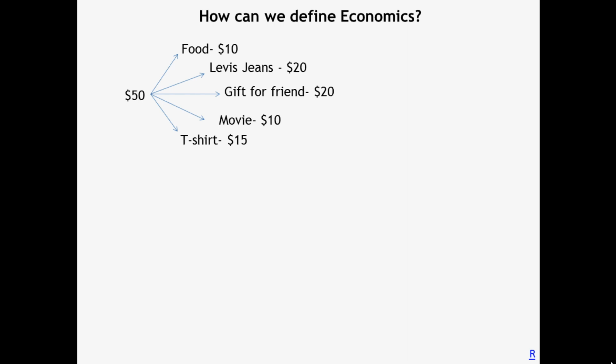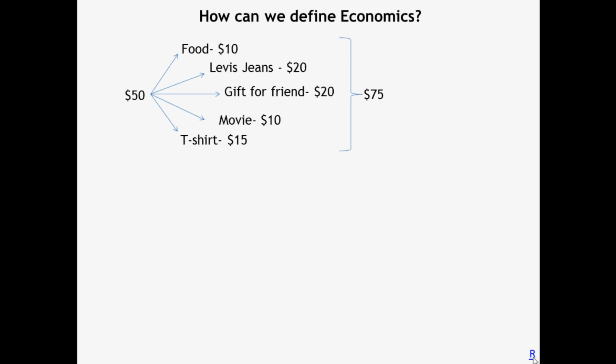For example, you need $10 for food. You want to buy a jeans that costs $20. You want to celebrate one of your friend's birthday, for which you require $20. You want to enjoy a movie that costs $10, and you have the desire to buy a t-shirt of $15. If you want to satisfy all of your desires, it requires $75.